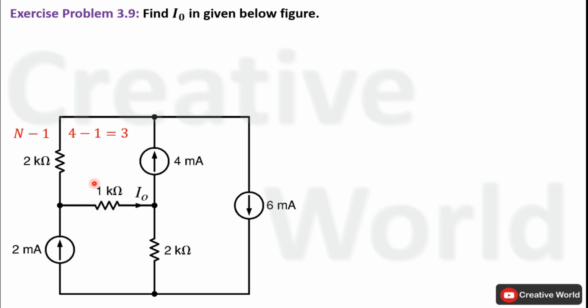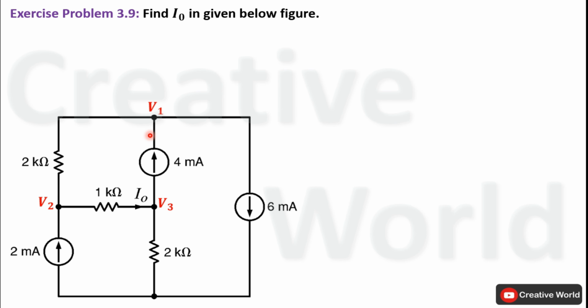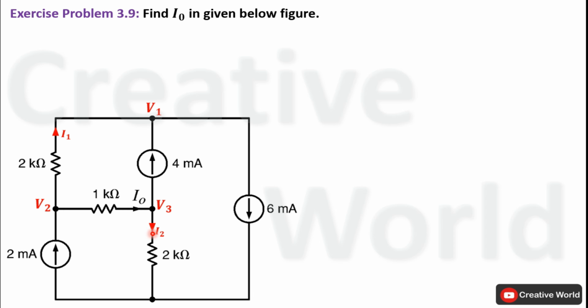In the second step, we have to label all unknown non-reference node voltages. These node voltages are labeled as V1, V2 and V3. This node will be considered as the reference or ground node. In the third step, we have to assume all unknown branch currents along with their directions. So in this case, these two branch currents are assumed with their respective directions.